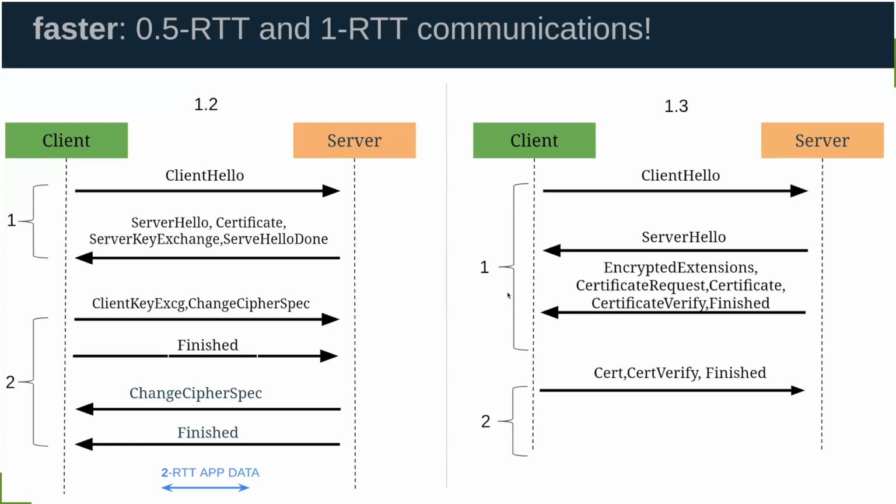But in 1.3 instead, you see here that the client sends the client hello to the server. The server replies with server hello and its encrypted extensions, certificate request, and so on, the other messages. And after that, the client sends its own certificate and finished message, but as the public keys were already exchanged in the client hello and the server hello, you can already start to send application data. So you need just one round trip time to start communicating between client and server.